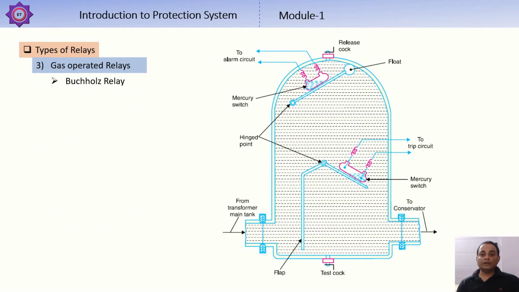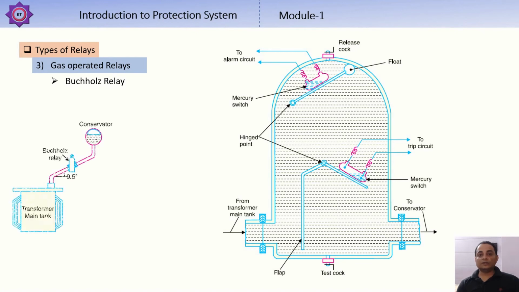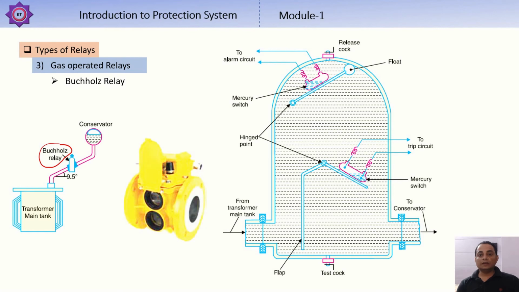Next one is gas operated relay. This figure represents the layout of the relay, this one represents the location of the relay, and this one is an image of the Buchholz relay. The Buchholz relay is connected between the transformer main tank and the conservator. The Buchholz relay protects the transformer from all types of internal faults.